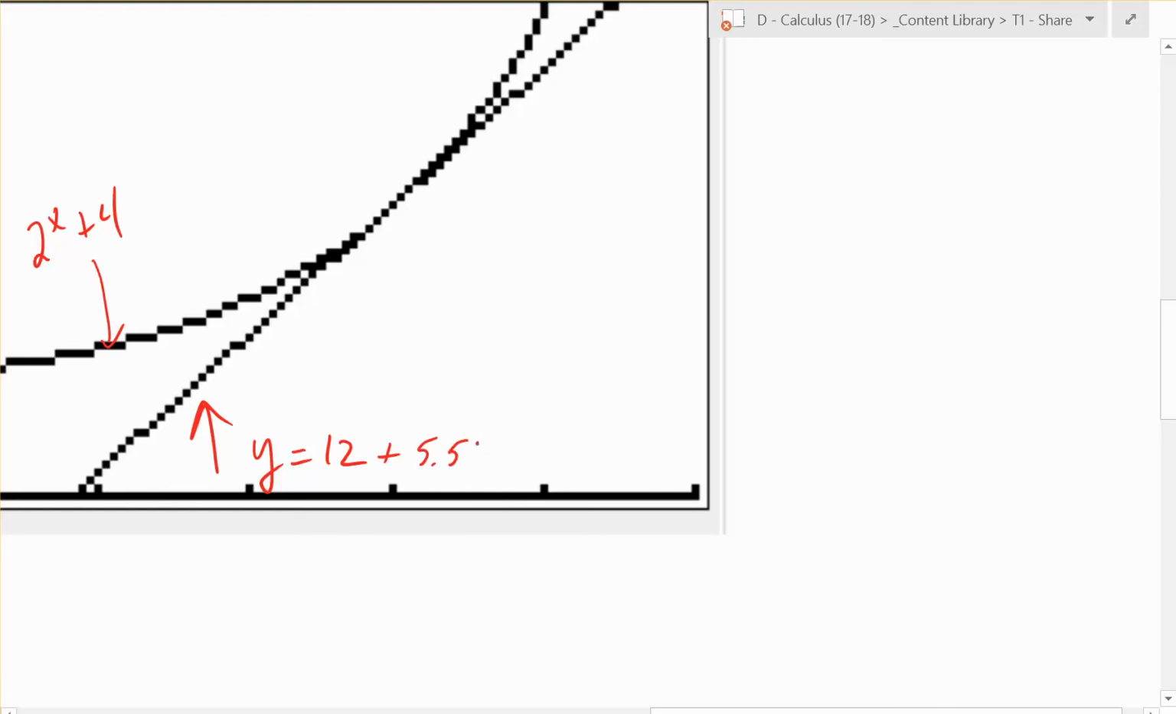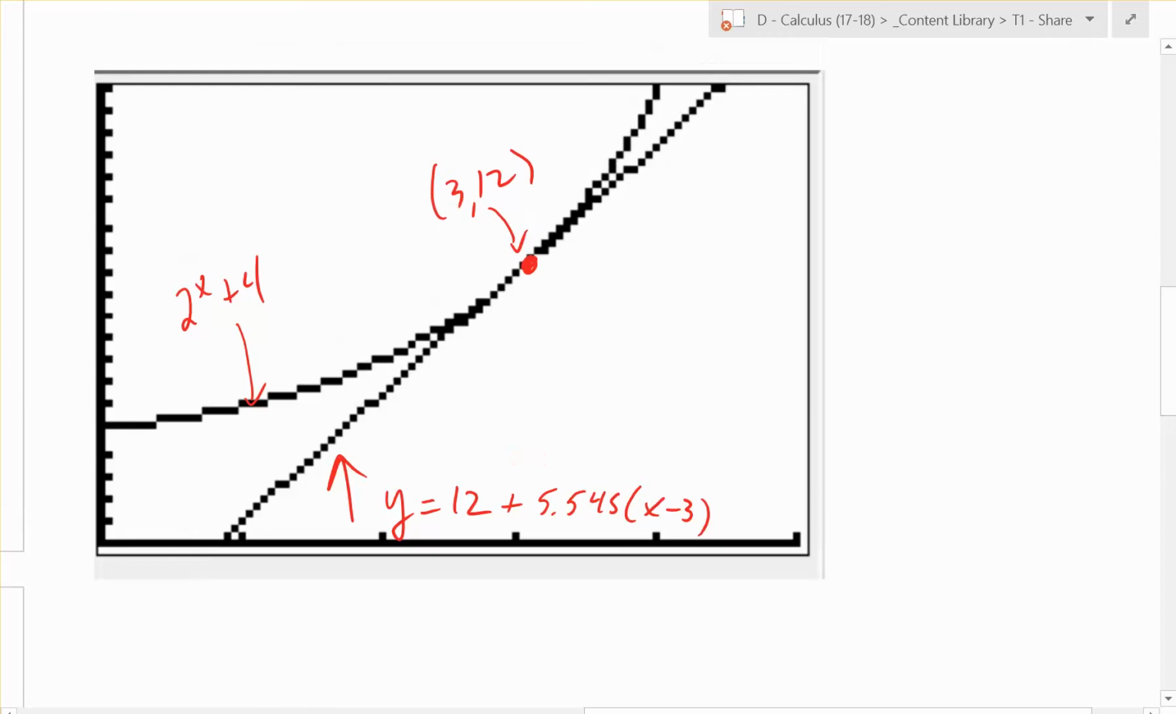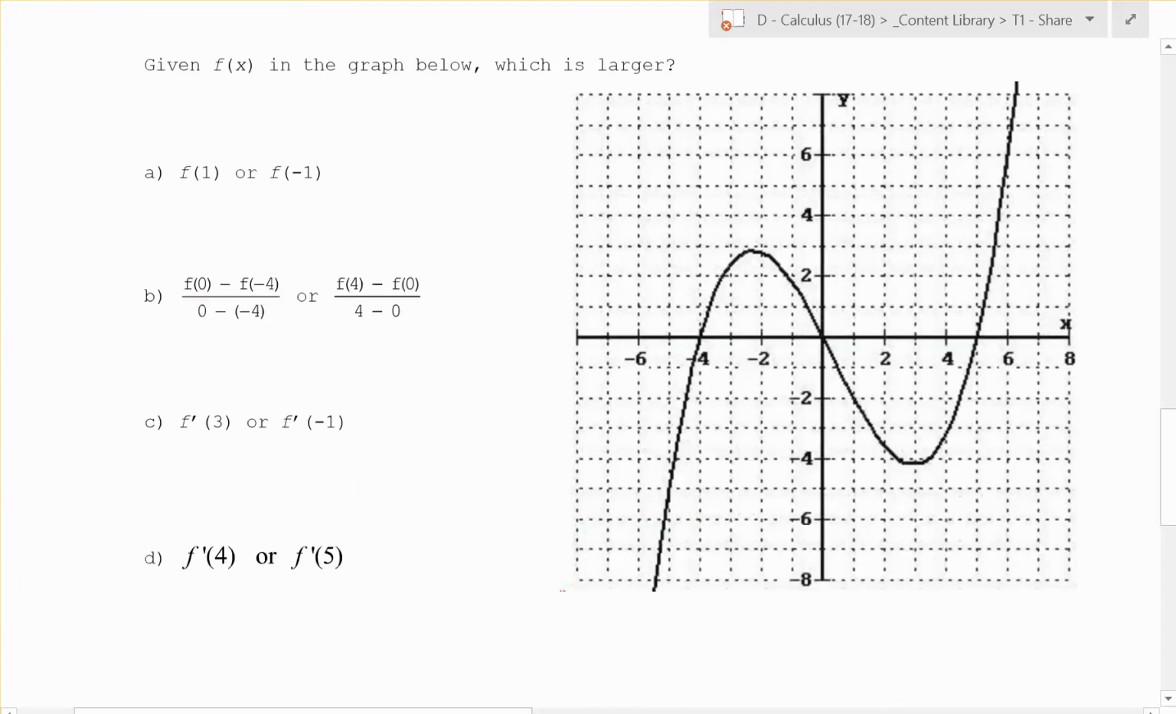5.45 times x minus 3. And then what's the tangent point? Well, it's right there. The point of tangency was (3, 12). So does it visually match what we hope it does? It does. So let's do some comparisons here.